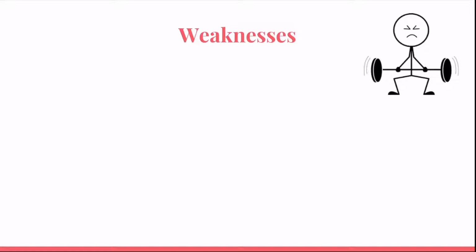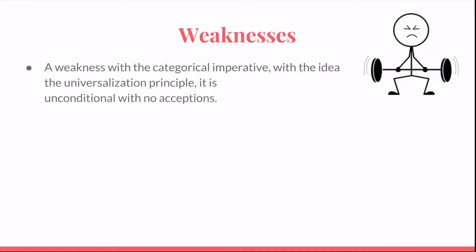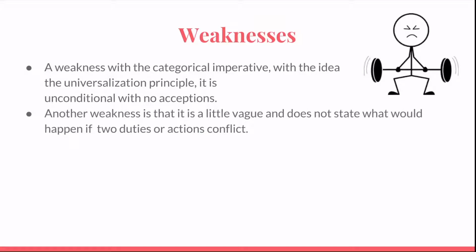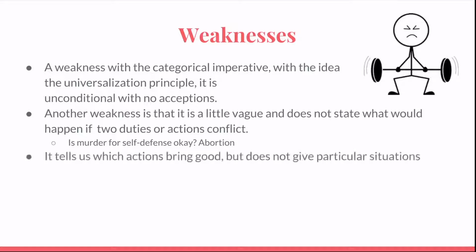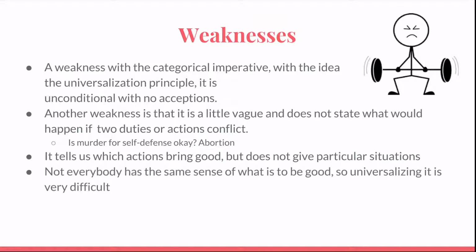And lastly, some weaknesses with the categorical imperative. The first one, with the universalization principle, is that these are unconditional, with no exceptions. A second weakness would be that it's a little vague when it comes to conflicting duties or actions. Kant never really explains what would happen in this circumstance. Like, is murder for self-defense okay? A final weakness is that not everybody has the same sense of what it is to be good, so universalizing it is a difficult action.